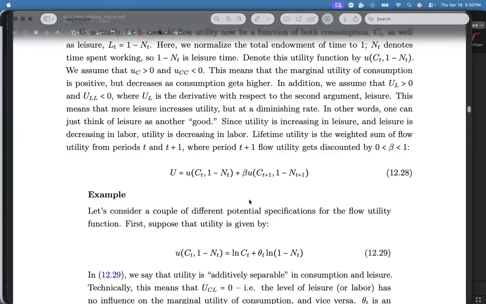May nagchat. What does beta stand for in the model? Okay, so ang beta stands for yung discounting mo of your marginal utility or your utility actually.